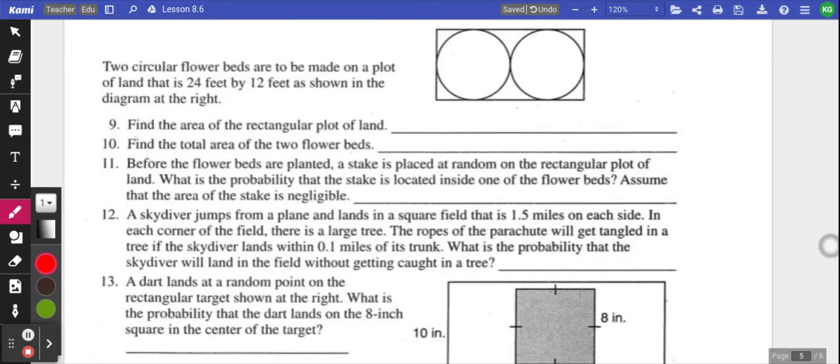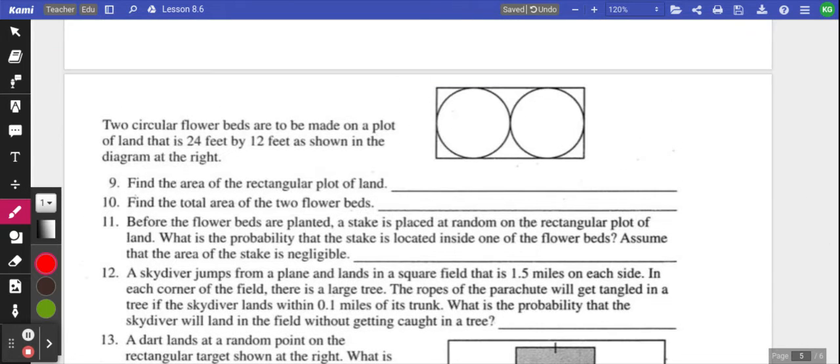2 circular flower beds are to be made on a plot of land that is 24 by 12, as shown in the diagram. So if we know that this height here is 12, that tells me that my diameter is 12 and my radius then is 6 for each of these circles. Both circles would have the same thing. So find the area of the rectangle.